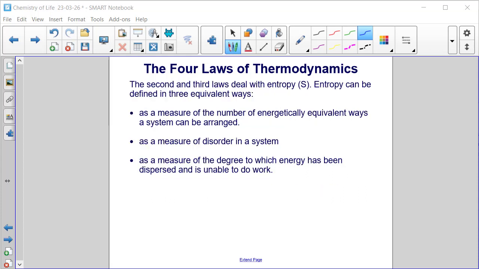The second and third laws deal with entropy, S. Entropy can be defined in 3 equivalent ways: as a measure of the number of energetically equivalent ways a system can be arranged, as a measure of disorder in a system, as a measure of the degree to which energy has been dispersed and is unable to do work.